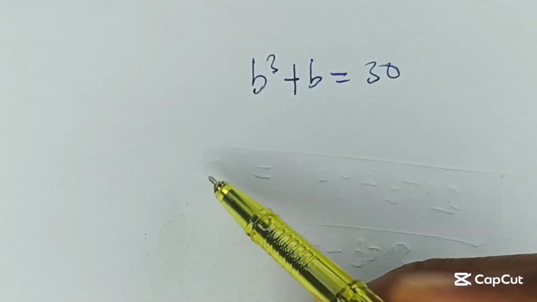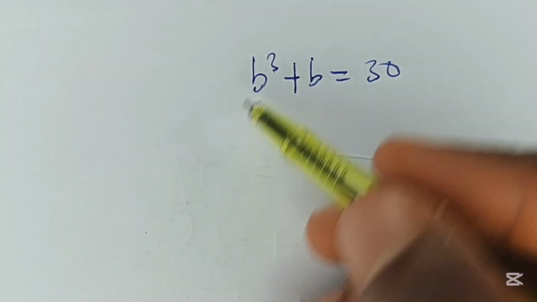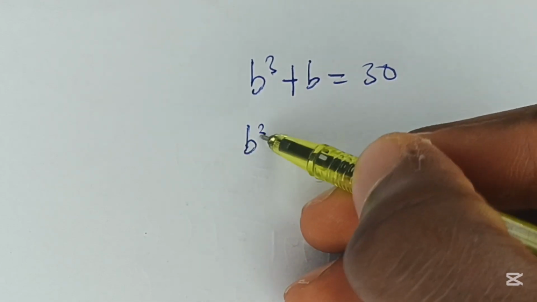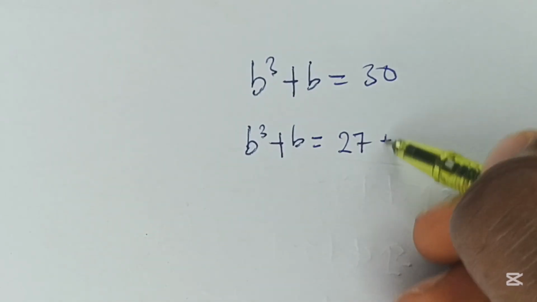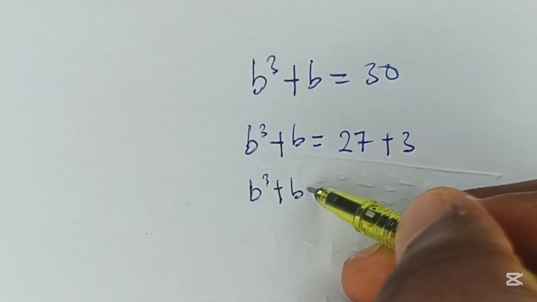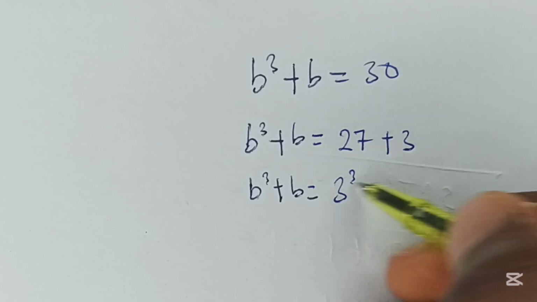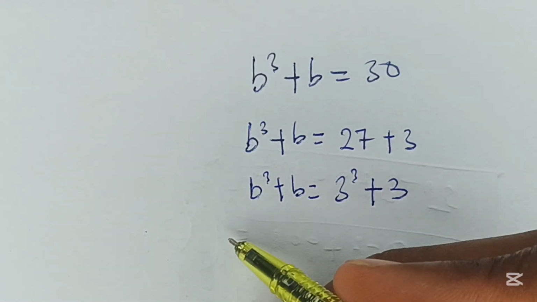Let's solve this together. It says b cubed plus b is equal to 30. How do we solve this? Now the first thing to do is to say that 30 is equal to 27 plus 3, right? Hence b cubed plus b is equal to 3 raised to power 3 plus 3, right? And let's cross everything over to the left hand side.